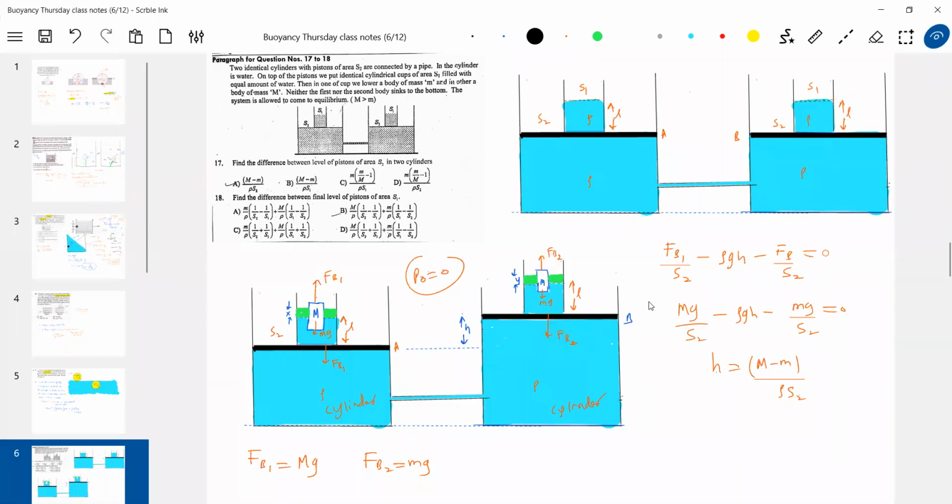Next, the difference in final level of pistons of area S1 is being asked, in the beakers. What is it telling? They are cylindrical cups. What is the difference in level in the cylindrical cups here? So what is being asked? What should we calculate? The difference in levels of the cup. From where to where should I write the equation? P naught equal to 0. It is a cylindrical cup, so I'll write it.